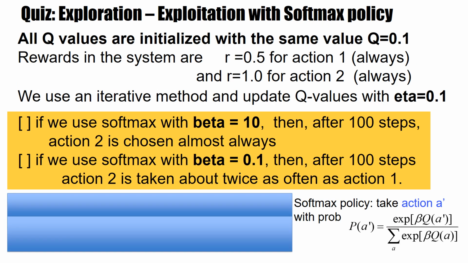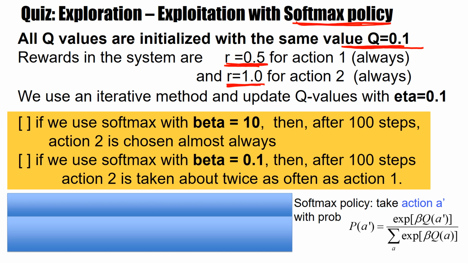We focus here on the Softmax policy. Now, we initialize all values. We have two actions. Both are initialized at 0.1. For the first action, we have a small reward. For the second action, we have a bigger reward. Both rewards are between 0 and 1. Both rewards are of order 1. That is important for the argument.